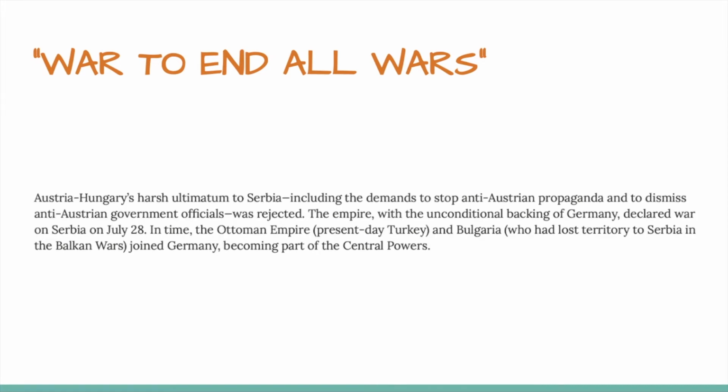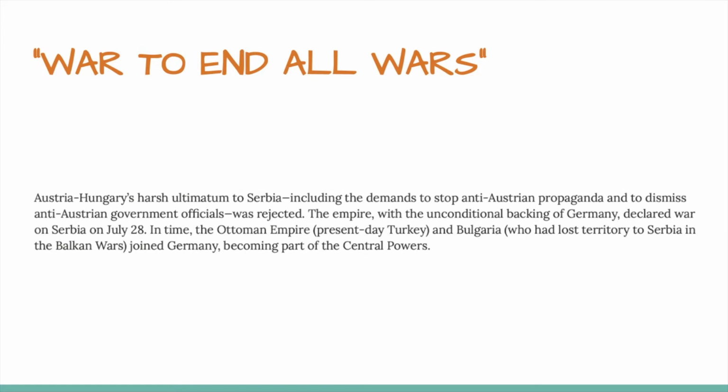So next is: Austria-Hungary's harsh ultimatum to Serbia, including the demands to stop anti-Austrian propaganda and to dismiss anti-Austrian government officials, was rejected. The empire, with the unconditional backing of Germany, declared war on Serbia on July 28. In time, the Ottoman Empire, present-day Turkey, and Bulgaria, who had lost territory to Serbia in the Balkan Wars, joined Germany, becoming part of the Central Powers. So again, you know the drill. Point out what you think the main event is in this paragraph and come back to this video.